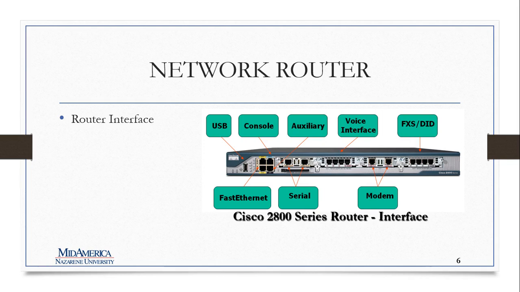The voice interface card is an interface which shows 4 phone line connections. This router can be programmed as a small PBX, a private branch exchange for use in a small office. The modem is an interface which has 2 RJ11 jacks and has 2 V.90 analog internal modems. These modems can be used to handle both incoming and outgoing modem calls.